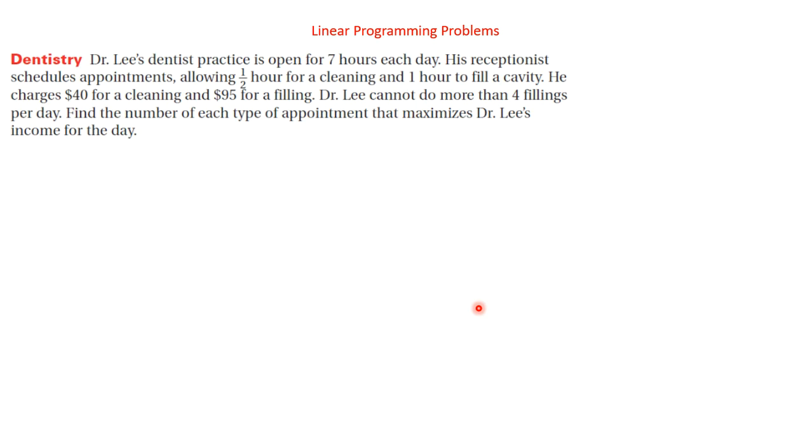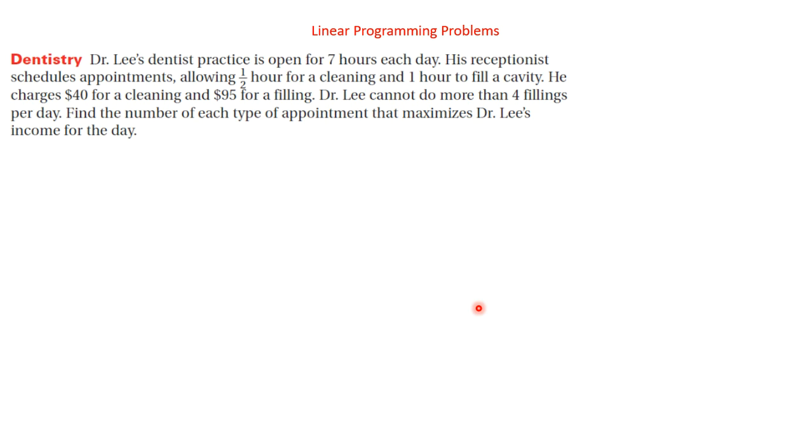Now let's look at a linear programming problem, because real life doesn't throw a system of equations at us. Real life throws a problem at us, and then we have to make it a system of equations. So here we have a dentistry problem. It says Dr. Lee's dentist practice is open for 7 hours each day. His receptionist schedules appointments, allowing half an hour for a cleaning and 1 hour to fill a cavity. He charges $40 for a cleaning and $95 for a filling. Dr. Lee cannot do more than 40 fillings per day. Find the number of each type of appointment that maximizes Dr. Lee's income for the day. That's something he would want to do. He'd want to maximize his income each day.